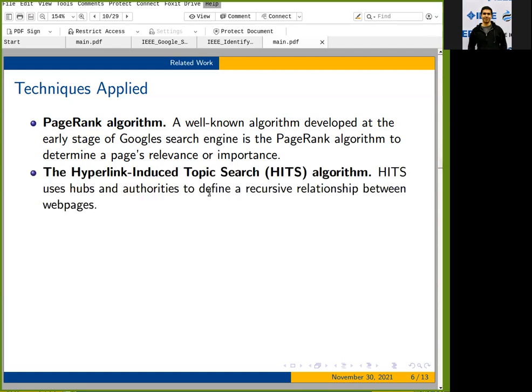Hyperlink-Induced Topic Search is very similar to PageRank. Also, it defines a recursive relation, but it uses hubs and authorities. These are special types of pages to define the recursive relationship between web pages.